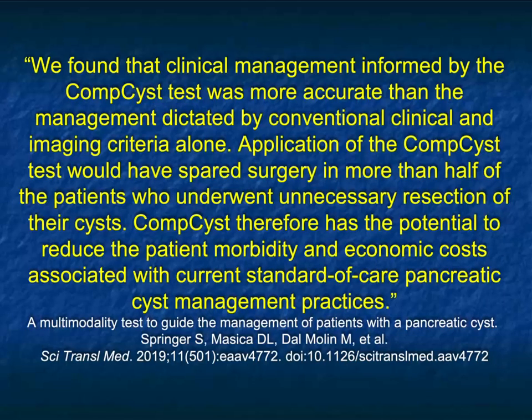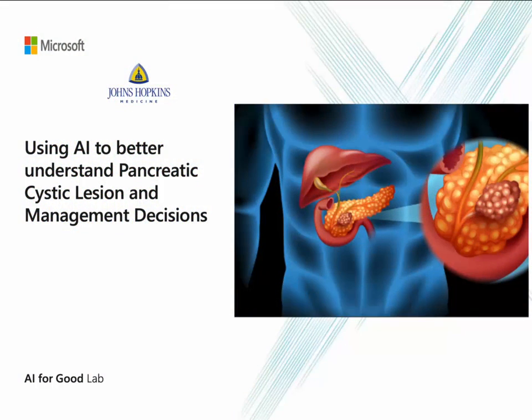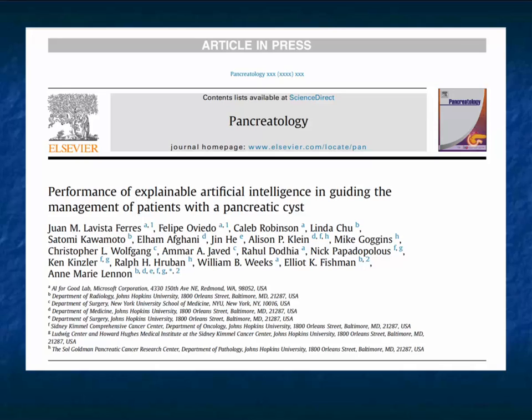And again, CTisus was good, but still 40% of patients went for surgery when they didn't need to. And those are surgeries that are distal pancreatectomies or Whipple's procedure. CTisus had the potential to reduce patient morbidity and economic costs associated with current standard of care pancreatic cyst management, but it still was wrong in 40% of the cases. And so that brings us up to how can we do better? And for that, we worked with Microsoft to better understand how we can do this. Or the question is, could we do this? Can we look at the same data, perhaps, and be able to be more accurate?